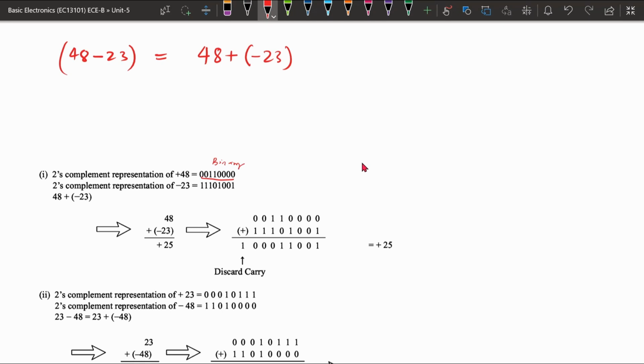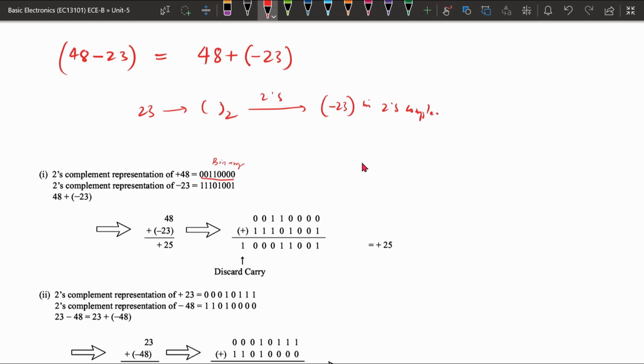And to subtract 23, what we need to do is represent 23 in 2's complement. So 23 in 2's complement will be a negative number. First of all, we will write 23 in binary, and then apply the 2's complement. That will give us minus 23 in 2's complement. Once we have minus 23 in 2's complement, we will add those two numbers.